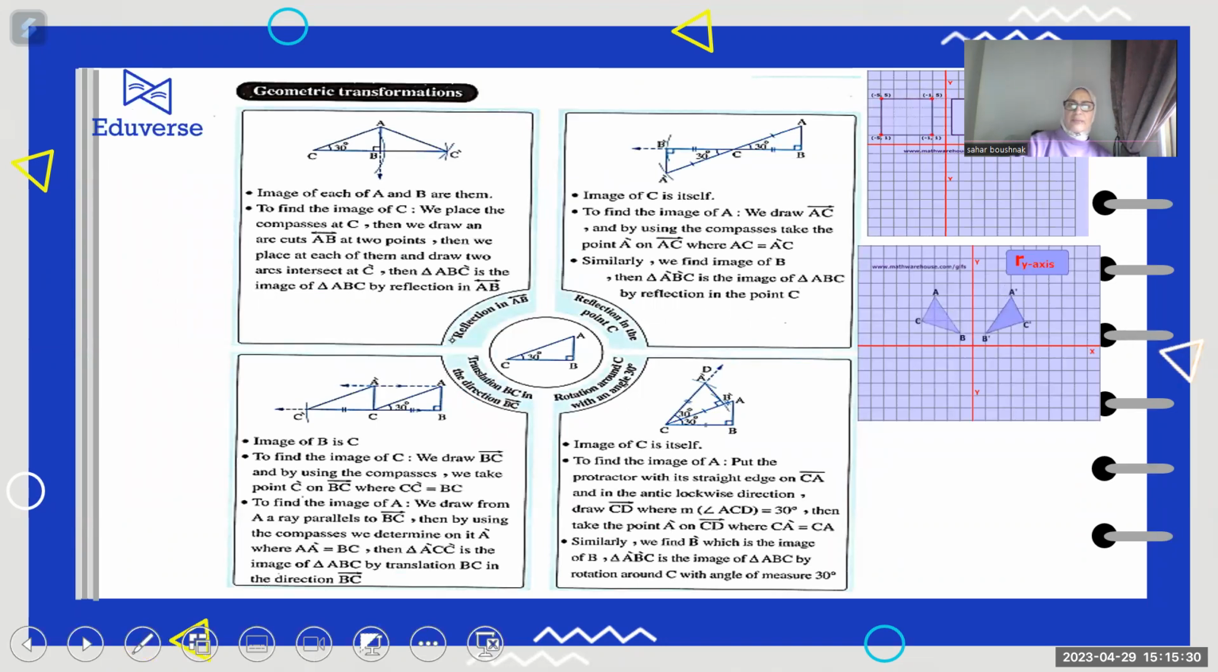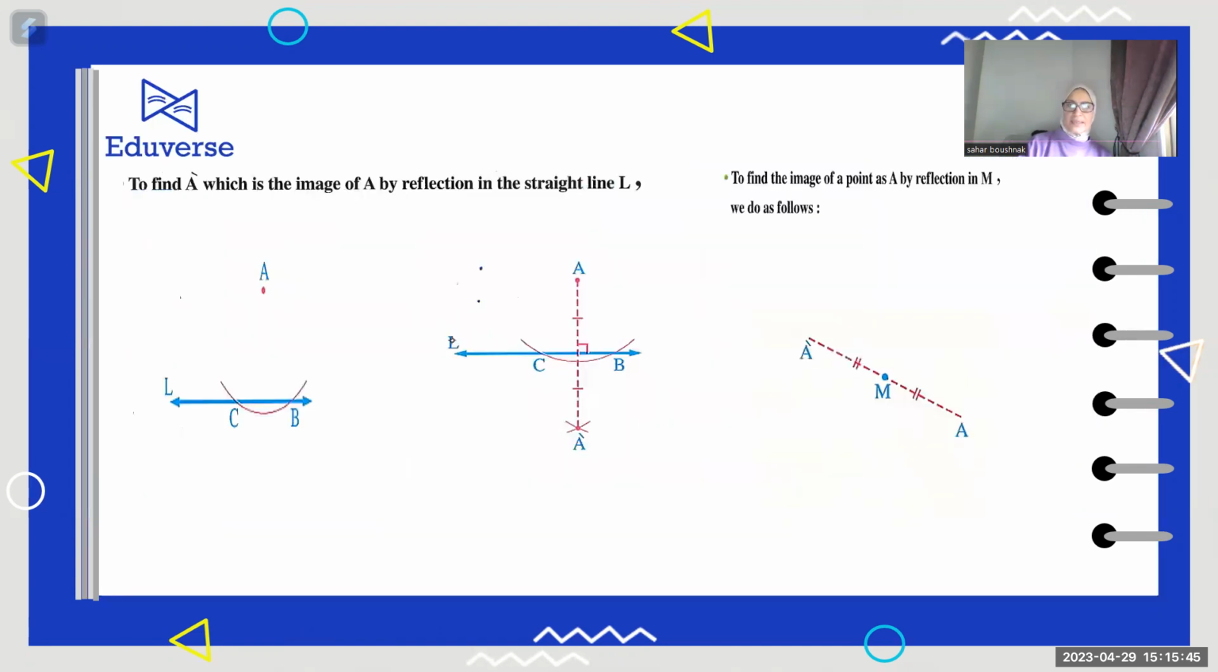Let's see together how we can make this transformation. We study in the transformation the reflection on a line, reflection in a point, and the rotation. Let's see how we can do that. I will help you remember now. If I want to make a reflection for a point on a straight line, I'll bring mine. Give me a second, I will open the board.